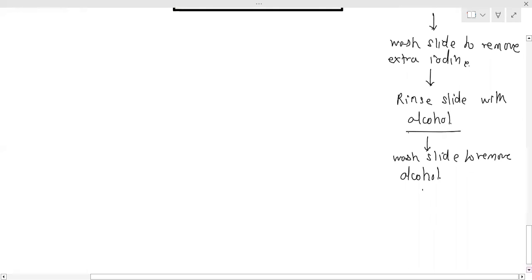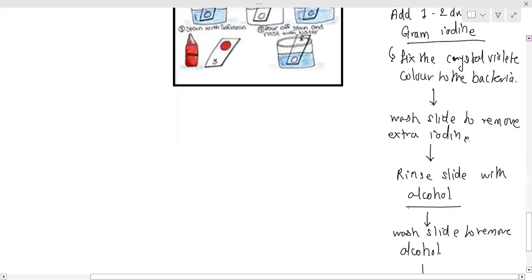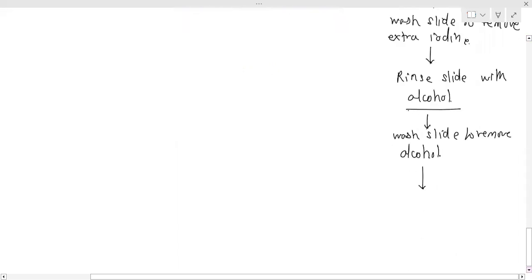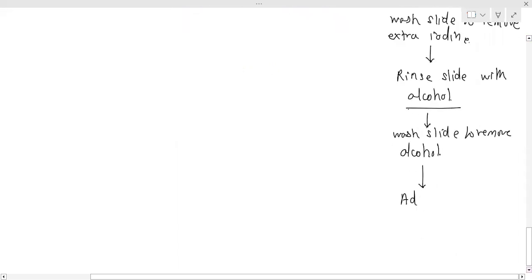Once it is washed with alcohol, now add the second stain. The second stain is called saffron. Add saffron into it, and then again wash off the extra saffron with water.